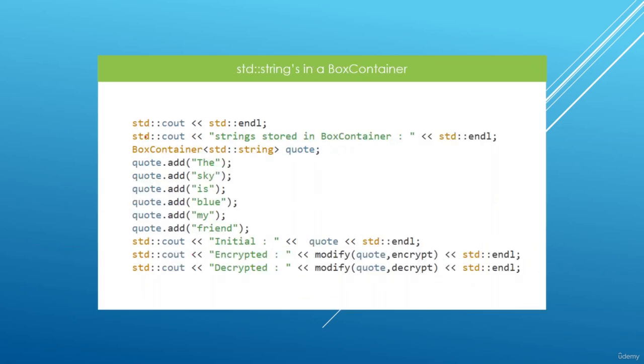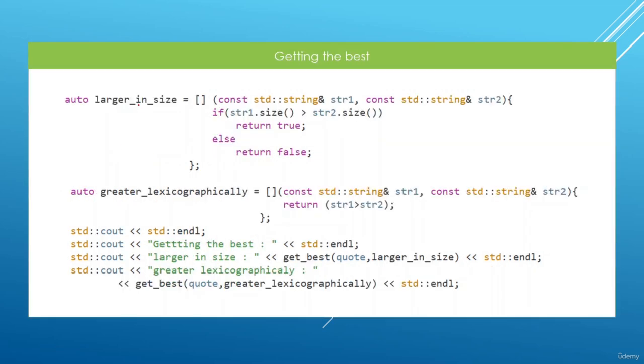We can also use our Lambda functions as callbacks in our box container of std strings. So we can call our modify function and pass our Lambda functions here. They are going to do the exact same thing we expect them to do. And we can also set up callbacks that we can use with our getBest function. The first one is going to be a Lambda function that compares two things based on the size. The second one is going to be a Lambda function that compares things lexicographically, and we can use them in our getBest function as we see right here and right here.